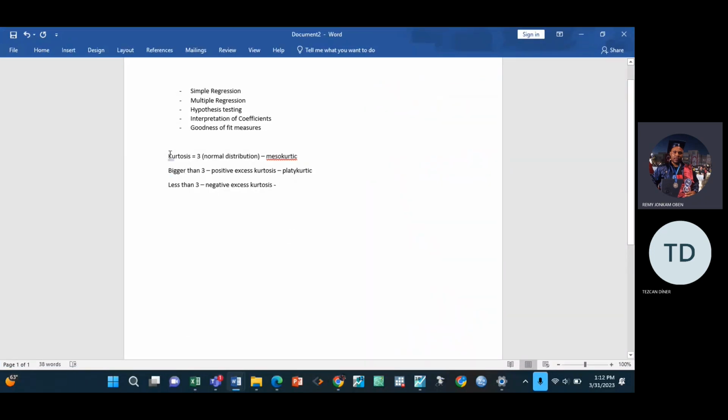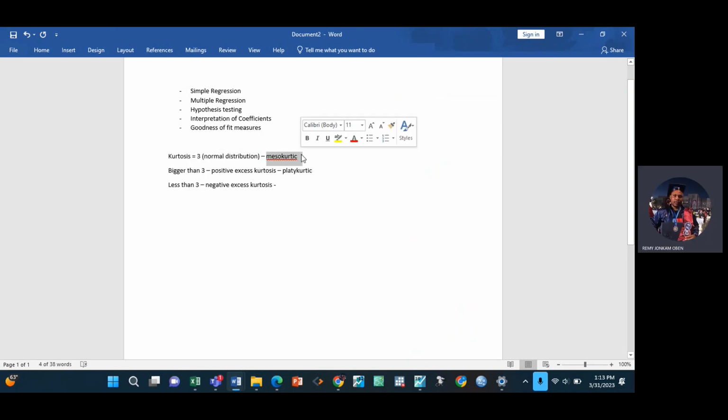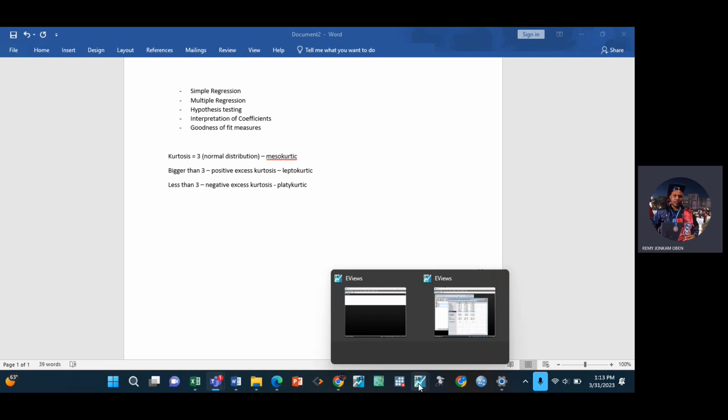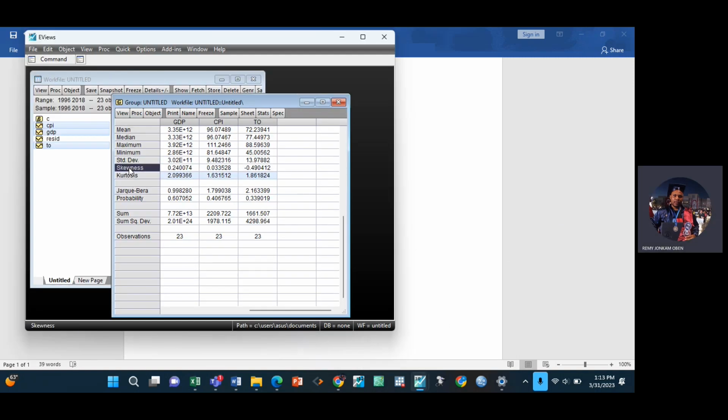So guys, if kurtosis is 3, which means it is normal distribution, we say it is mesokurtic. If it is bigger than 3, that is positive excess kurtosis, it is leptokurtic. And if it is less than 3, negative excess kurtosis, then we say it is platykurtic. Whatever, it doesn't matter. So just know that skewness and kurtosis are giving us an idea of the distribution of the data, right?